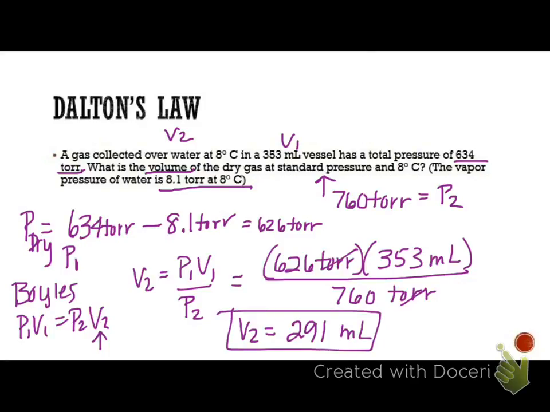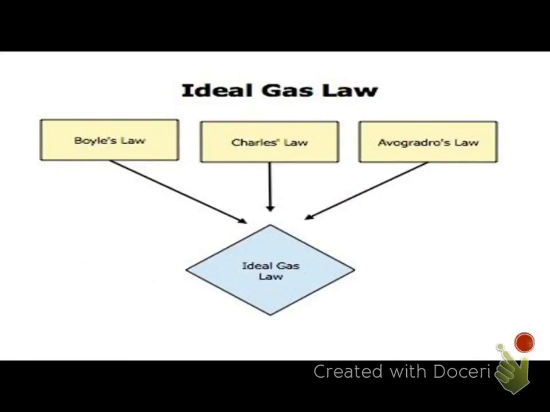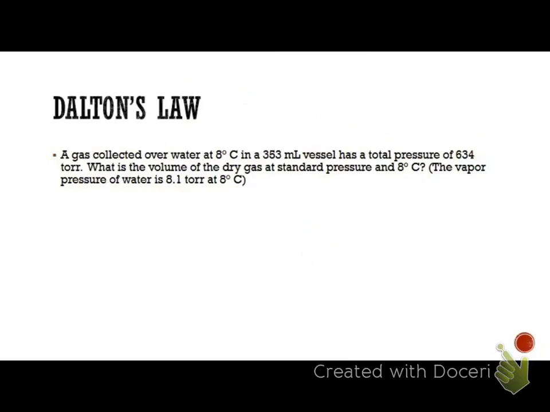Then we can double check ourselves again because our pressure increased. If our pressure increased, we expect our volume to go down. And it did, because our pressure increased from a total of 626 torr to 760, so our volume should definitely go down. Oops, sorry about that. And that is where this lesson is going to stop. So I gave you a nice, short, sweet one.